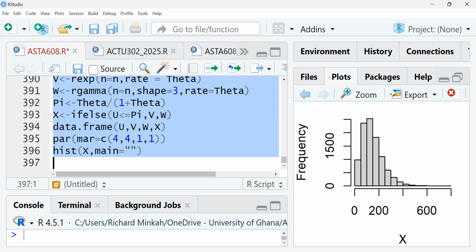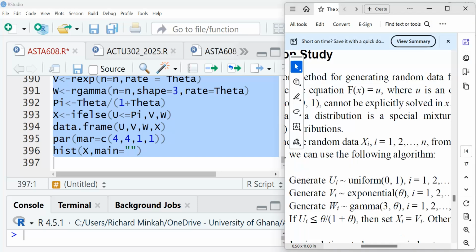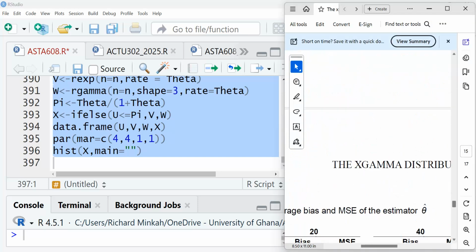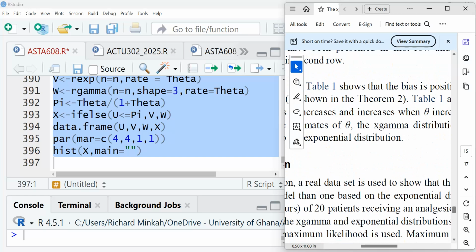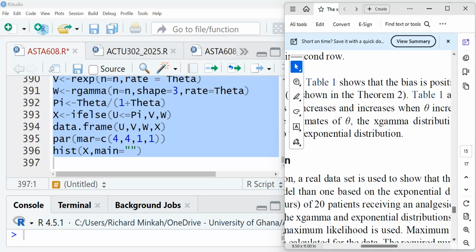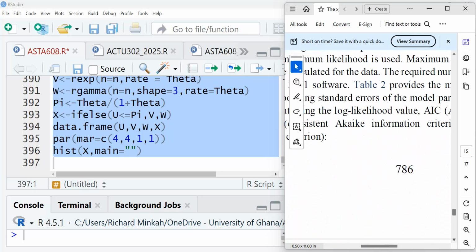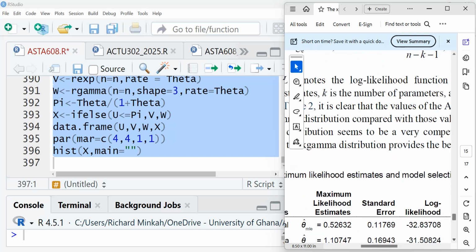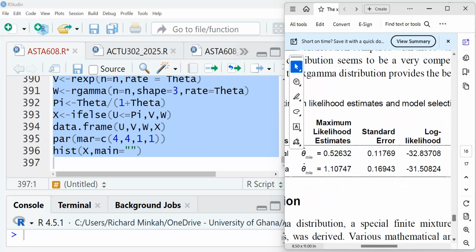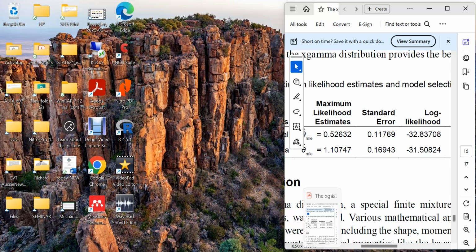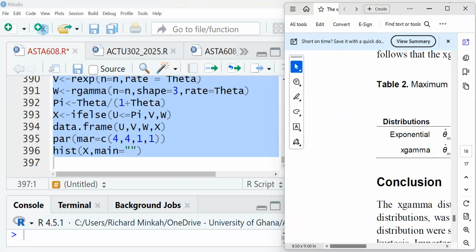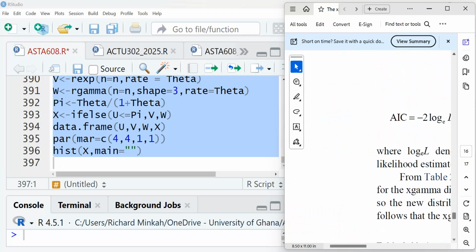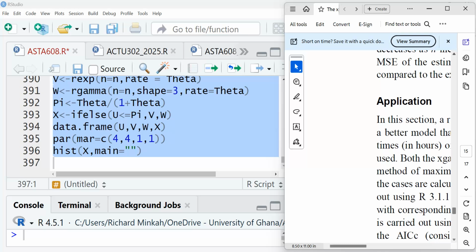Okay. Do I have this data in the book? Oh, in the journal? I'm not so sure. It's just remission time of 20 patients. It would have been good to replicate what they have done. Application in this.